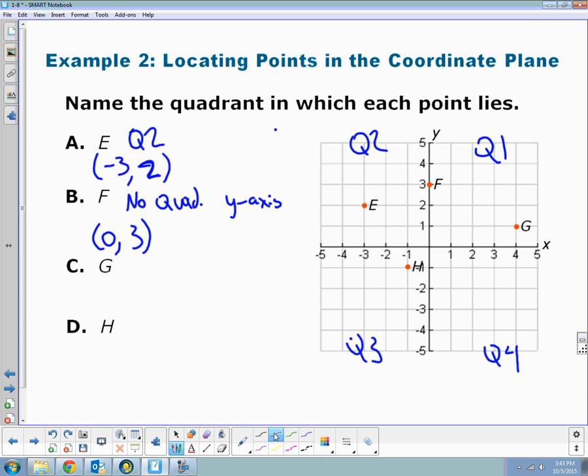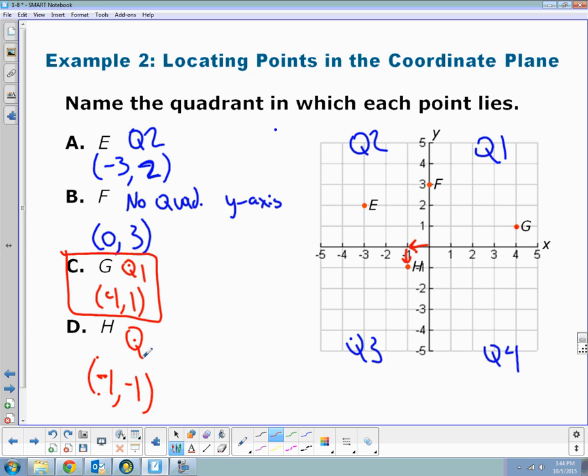Next one, G. G is right here. And so it goes over 4, up 1. So we have coordinate 4, 1, and it is in quadrant 1. The answer for that: quadrant 1, 4, 1. And the last one, point H. For point H, we go negative 1, negative 1. So that ordered pair is negative 1, negative 1. And the quadrant, then we would say it is in quadrant 3. That's the only rationale really, that's kind of where it is. It's in quadrant 3.